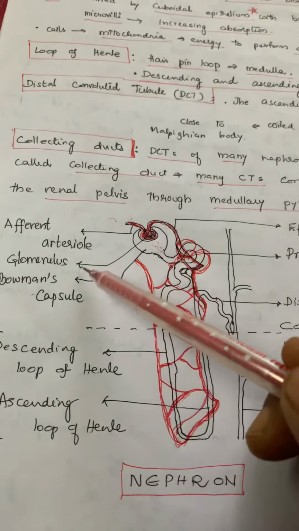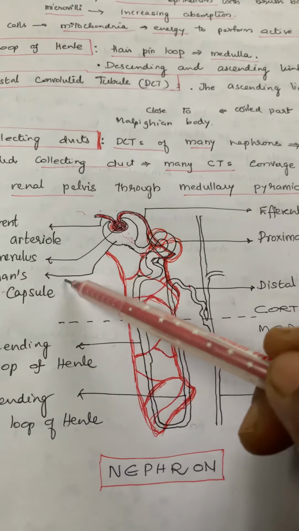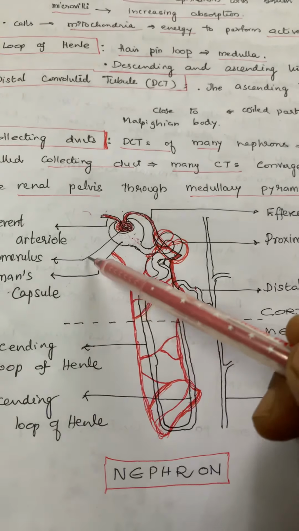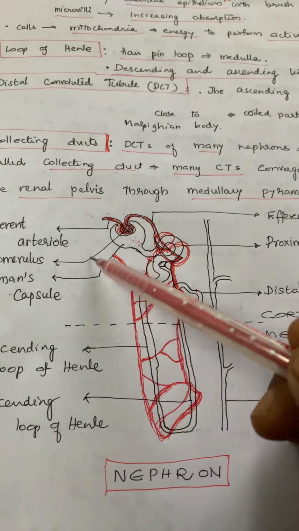So this glomerulus and Bowman's capsule together is called Malpighian body or renal corpuscle.